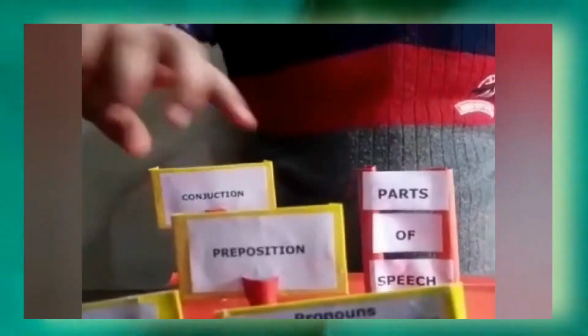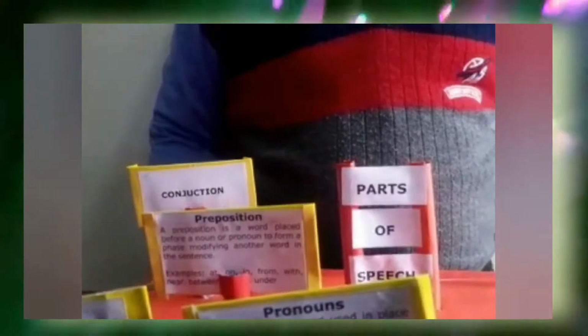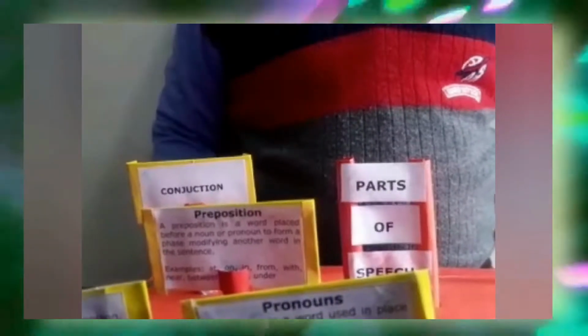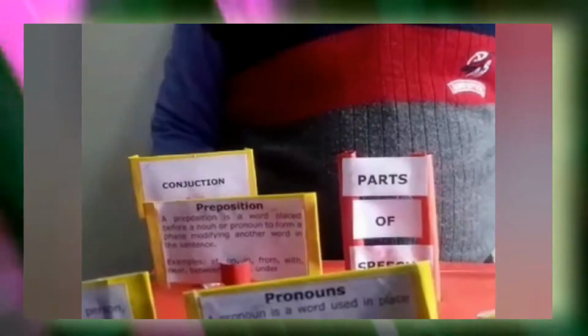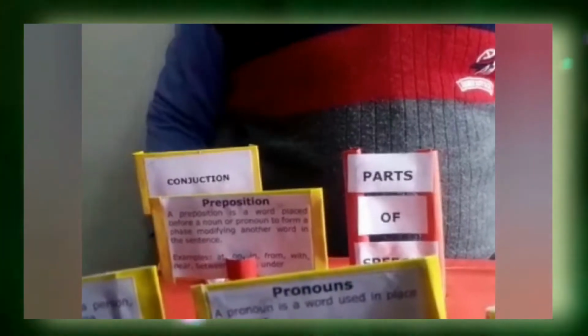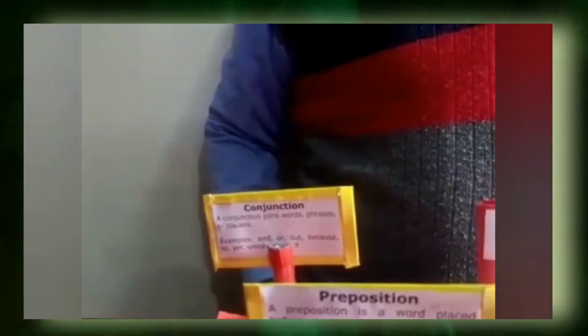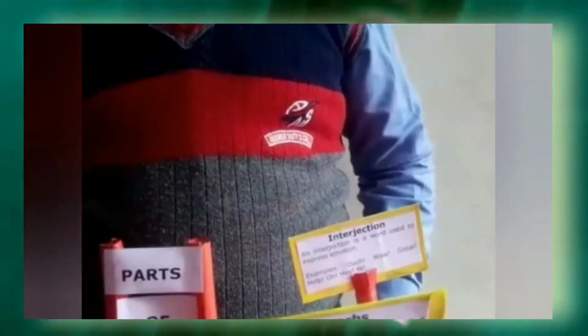Sixth, preposition. A preposition is a word placed before a noun or pronoun to form a phrase modifying another word in the sentence. Seventh, conjunction. A conjunction joins words, phrases, or clauses. Eighth, interjection. An interjection is a word used to express emotion. Thank you and have a nice day.